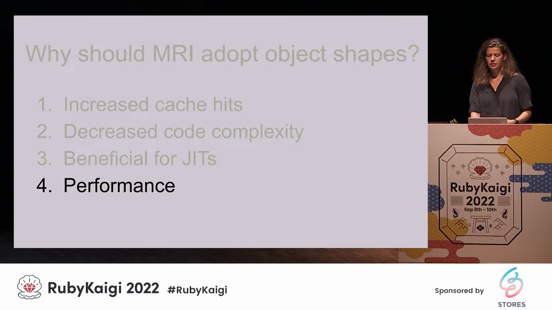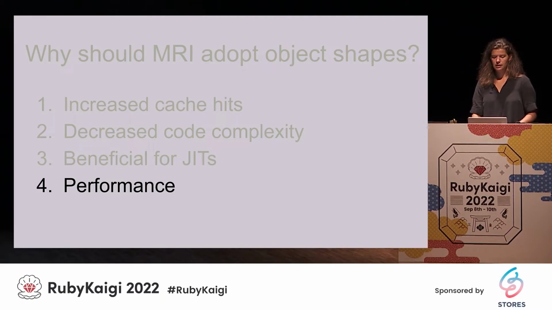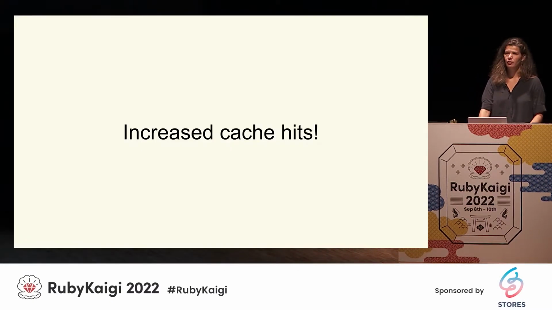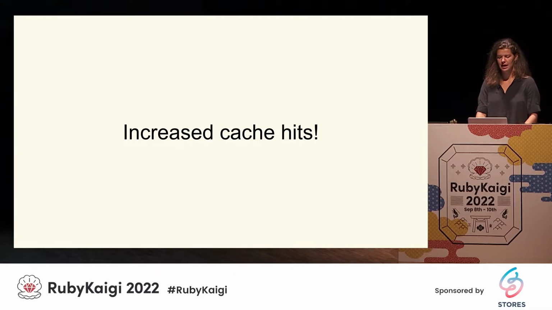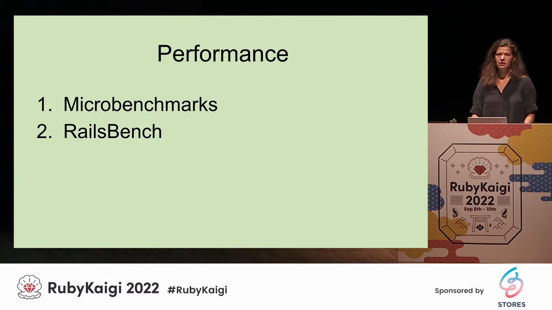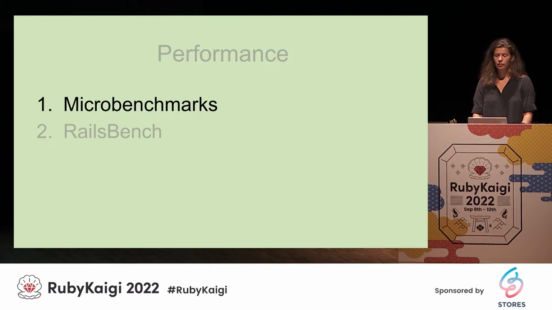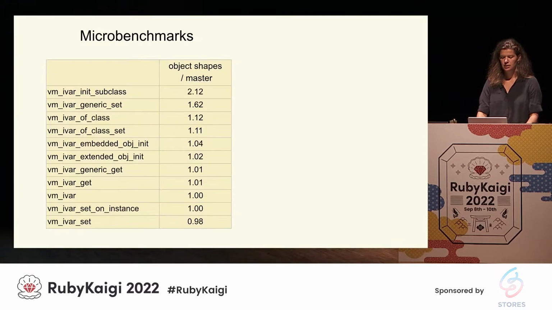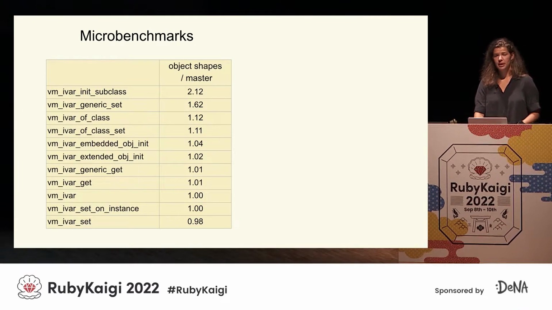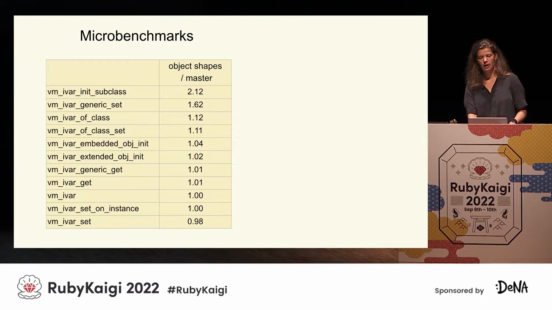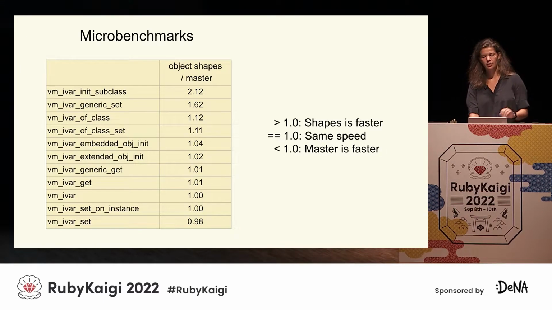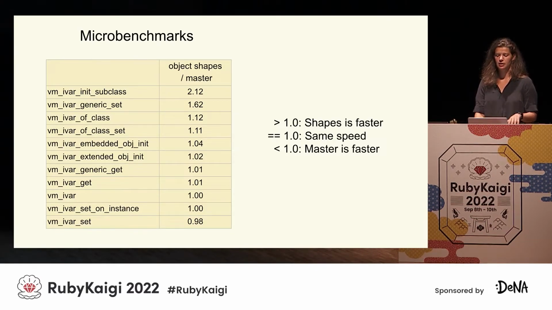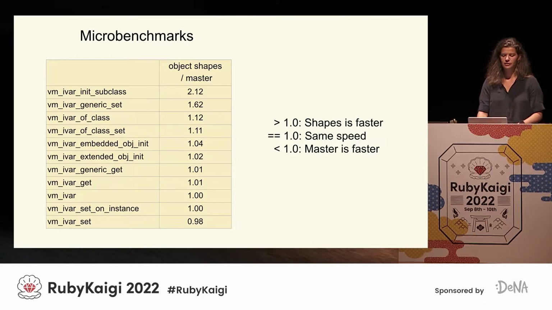The last reason to adopt object shapes that I wanted to discuss was performance. So like we've already talked about, we have increased cache hits. And let's look at some performance metrics here. So if we look at micro benchmarks, these micro benchmarks represent object shapes divided by master. So any number greater than 1 means shapes is faster. Any number that's exactly 1 means they're the same speed. And any number less than 1 means that master is faster.